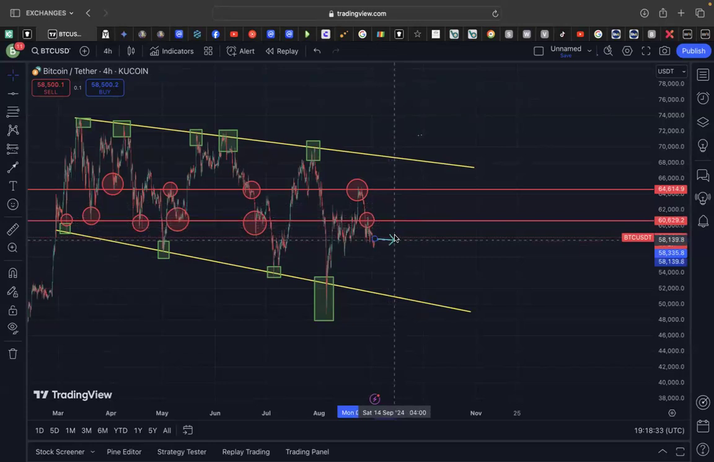So if we do break above 60,700, if we break above this level, then definitely we will go higher. But the longer we stay below this level, the lower we will go.